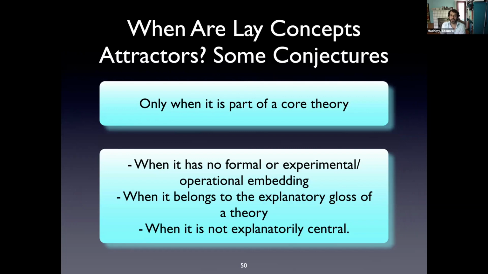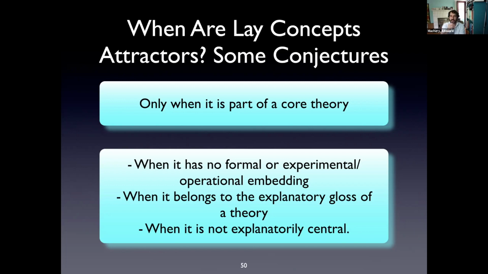And then the question is, when do Lie concepts work as attractors? When is explication unlikely to be a valuable strategy? Well, here we don't really know, but what I want to offer, as a way of coming to my conclusion, is some conjectures. And I believe a necessary condition for a manifest concept to be an attractor is to be part of a core theory, one of these fundamental ways of grasping the world around us.